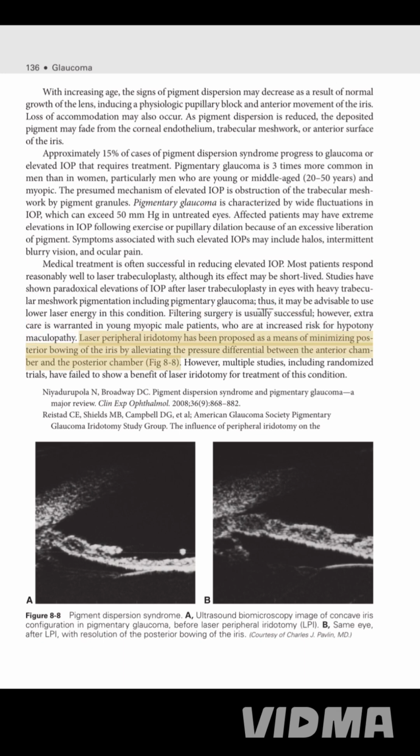Laser peripheral iridotomy has been proposed as a means of minimizing posterior bowing of the iris by alleviating the pressure differential between the anterior chamber and the posterior chamber, Fig 8-8. However, multiple studies, including randomized trials, have failed to show a benefit of laser iridotomy for treatment of this condition. Figure 8-8: Pigment dispersion syndrome. A. Ultrasound biomicroscopy image of concave iris configuration in pigmentary glaucoma, before laser peripheral iridotomy, LPI. B. Same eye, after LPI, with resolution of the posterior bowing of the iris.